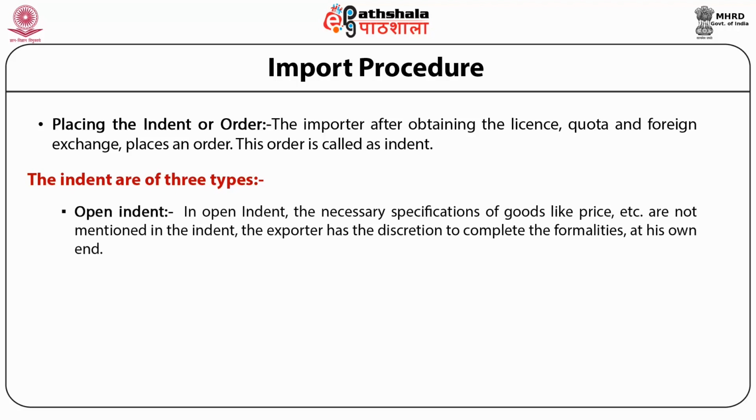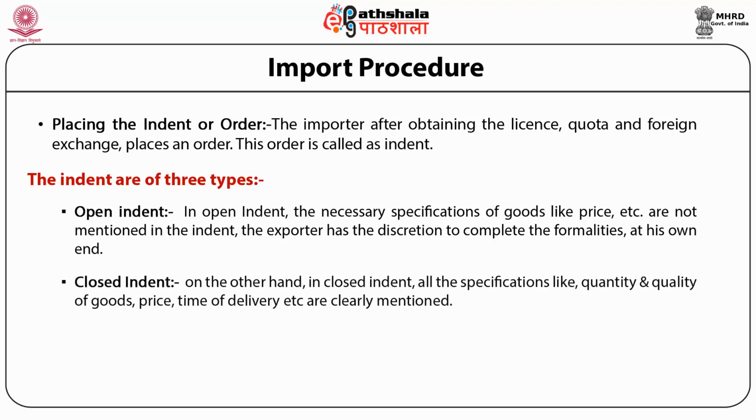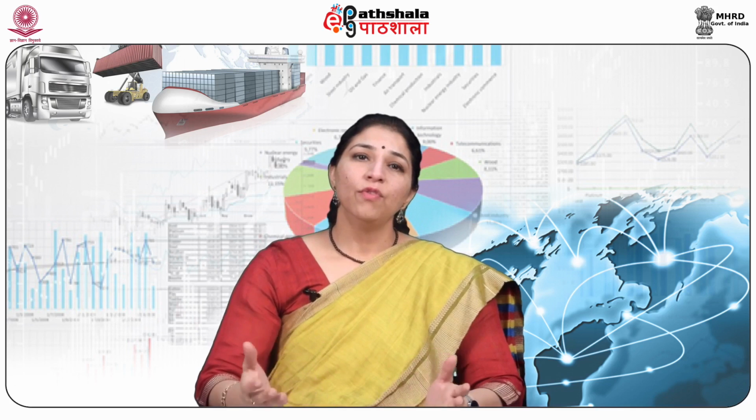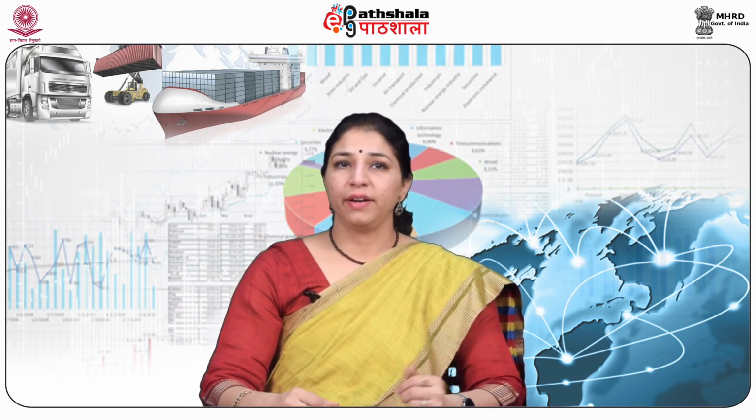Open indent is the indent in which the necessary specifications of goods like price, etc. are not mentioned in the indent. The exporter has a discretion to complete the formalities at his own end. Whereas in the closed indent, all specifications like quality, quantity of the goods, price, time of delivery, etc., they all are clearly mentioned. Third is confirmatory indent, which is where an order is placed subject to the confirmation by the importer's agent.